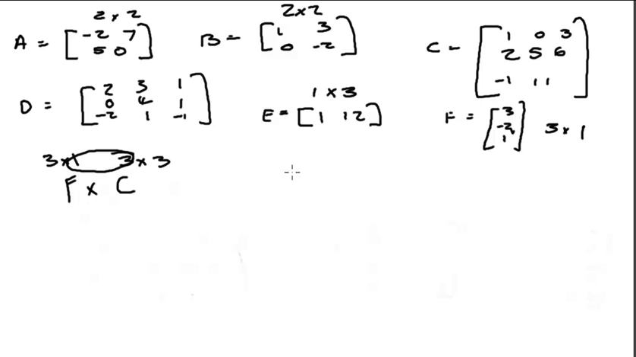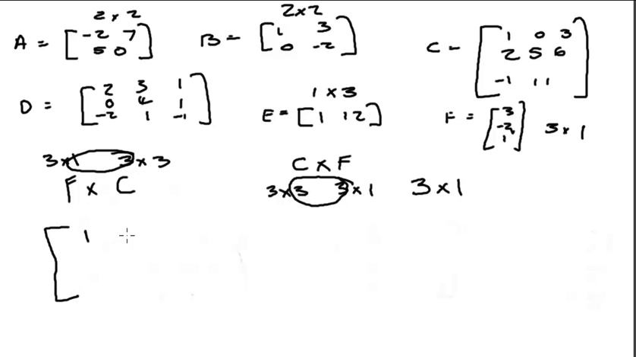Well, could I multiply C times F? Let's take a look at that. C times F. C is a 3 by 3 matrix. F is a 3 by 1 matrix. These two numbers are the same. That means I can multiply these two matrices together, and my answer will be a matrix with dimensions 3 by 1. Now when you multiply a matrix, you multiply rows times columns. So we'll see how that works. Here's C. It's 1, 0, 3, 2, 5, 6, negative 1, 1, 1.